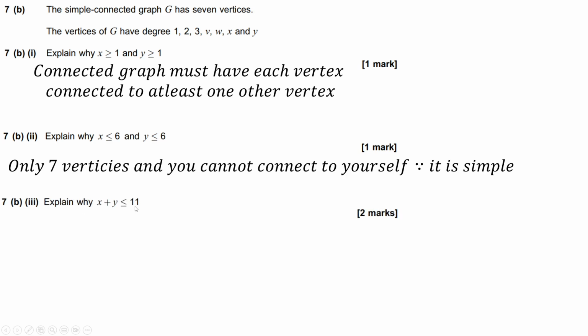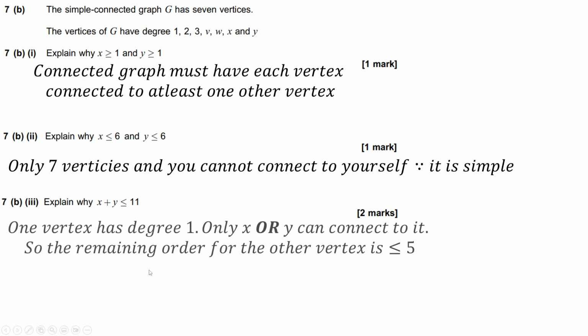Explain why x plus y is less than or equal to 11. So if you look at this, we have one vertex with degree 1, so only x or y can connect to it. So the remaining order for the vertex is just less than or equal to 5. That's what I've written here. I hope that makes sense.